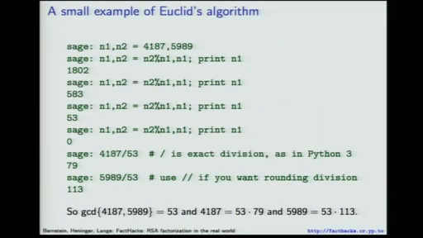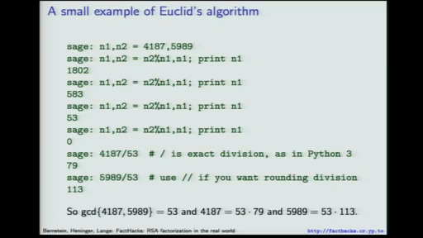Here's just a little manual example, not with big 512, 1024-bit keys. This is with just tiny little, well, it looks more like 13-bit keys. So two numbers coming in, N1 is 4187, N2 is 5989. And you can see if you keep dividing one number by the other, replacing it by the remainder, do that a few times, you quickly get down to zero, and the number right before the zero in the middle of the slide is 53. And that 53 is a shared prime between these two small keys.